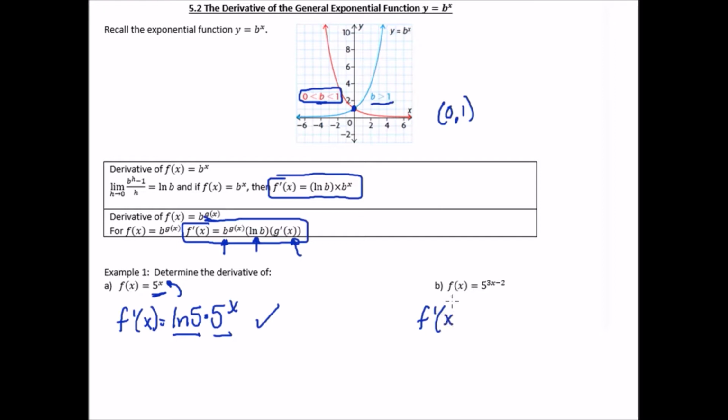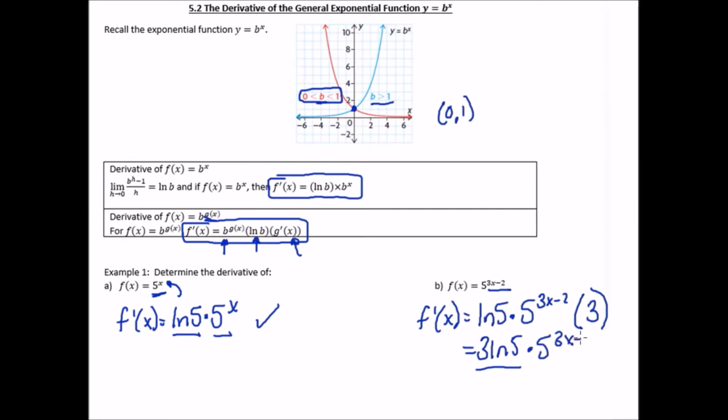For b, f prime at x, we have to find the derivative of 5 to the 3x minus 2. So let's ln the base, so ln 5. Let's write the expression as it is, 5 to the 3x minus 2. Then we're going to multiply it by the chain rule. So what's in the exponent here? What is the derivative of 3x minus 2? It's just 3. And just to simplify, bring it out front. So 3 ln 5 is our coefficient, and 5 to the 3x minus 2 is our function.